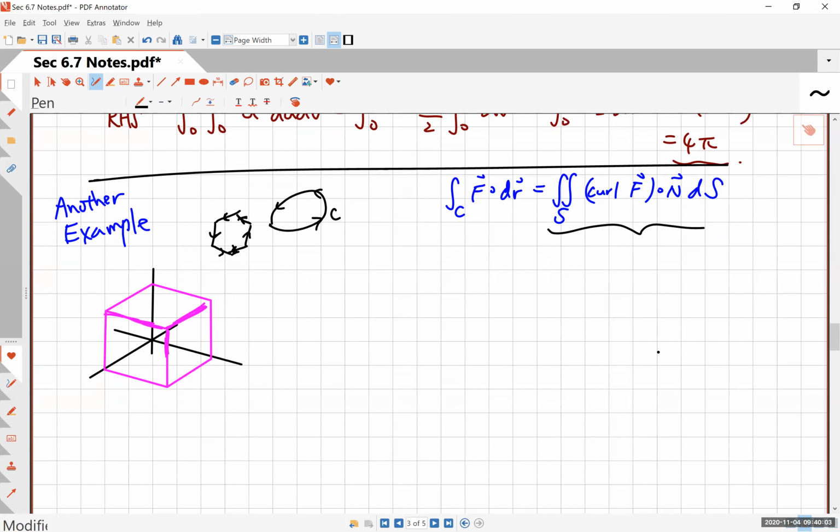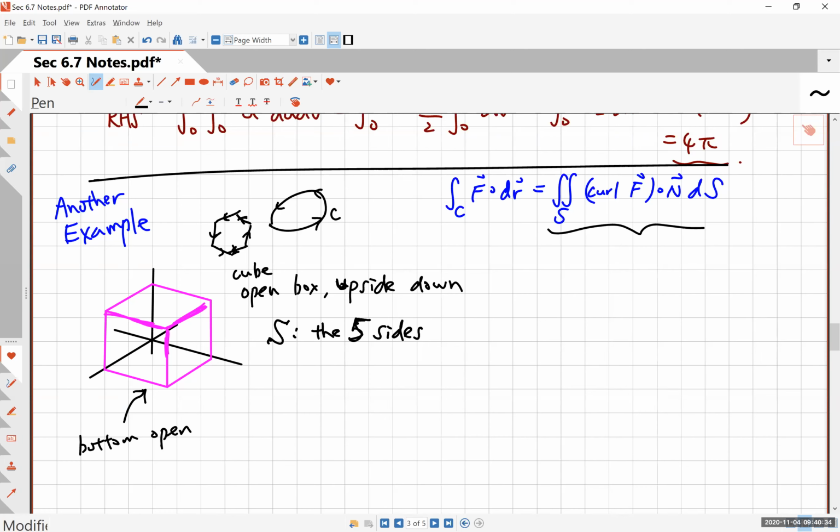All right, so in this example, let's say we have an open box, okay, and it's a cube open box upside down. And why do I want this upside down? Well, because I'm assuming that the open side of the box is the bottom part, right? So the bottom is open, and so the surface S is the 5 sides of this cube. Okay, so this box has no bottom side. All right, so I hope you can picture this.